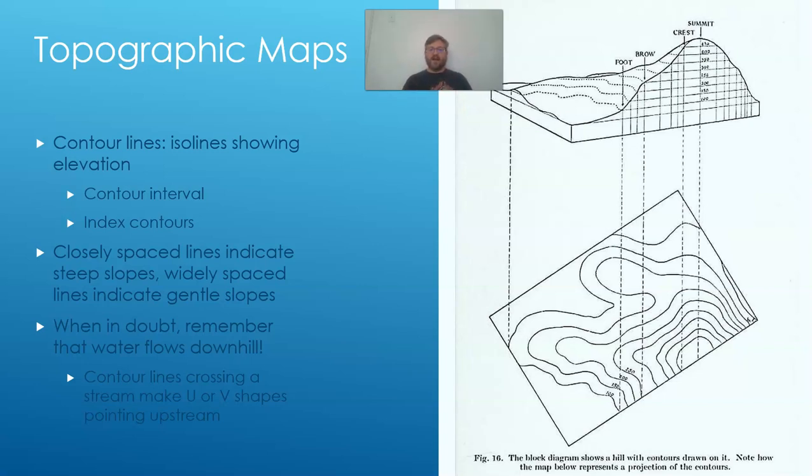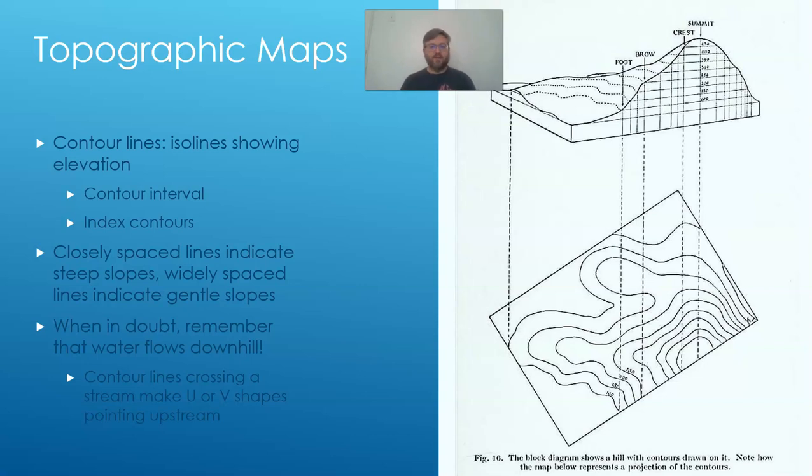And you can kind of see that on the diagram there. That hill is steeper towards the top and less steep towards the bottom. You can see that the contour lines are closer together near the top of the hill, and then they spread out as we get down towards the bottom of the hill on that diagram.